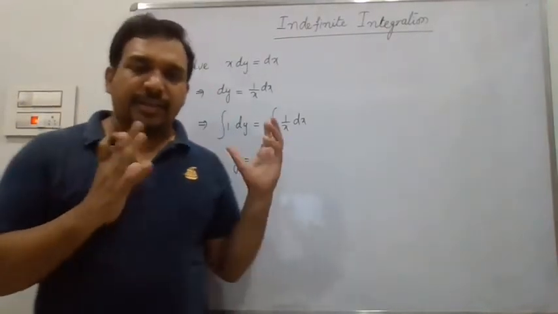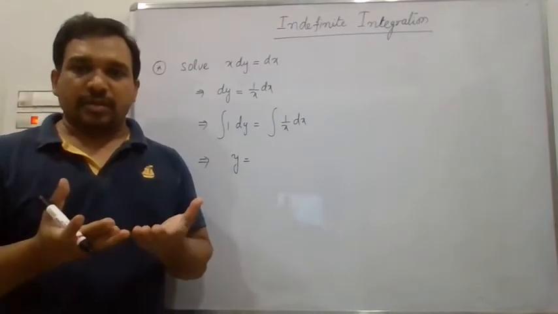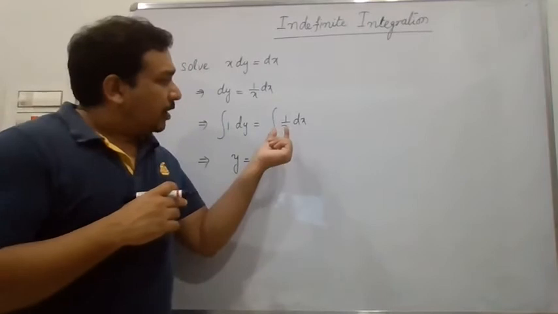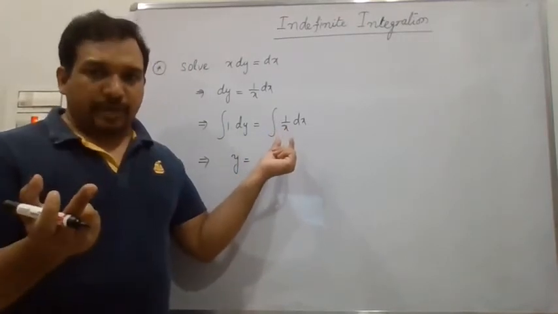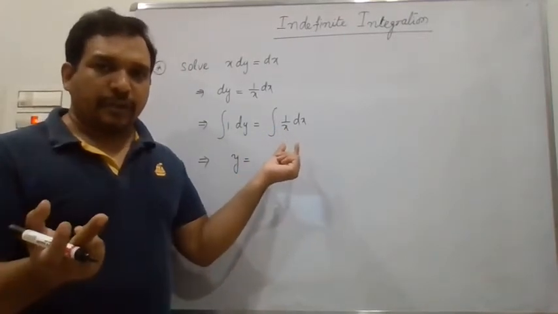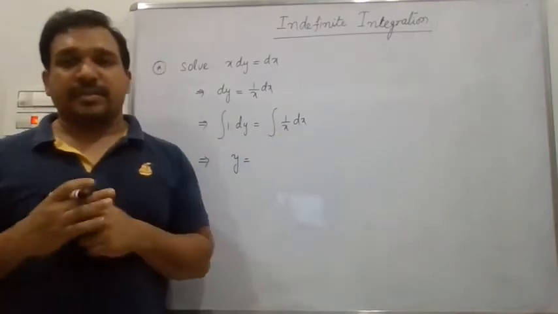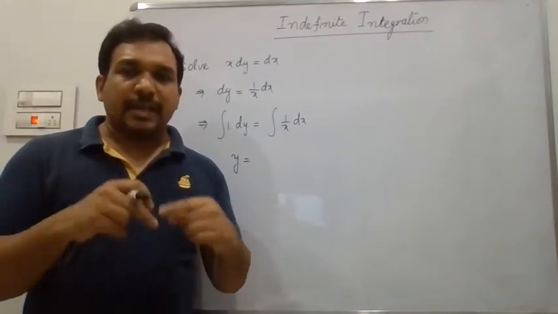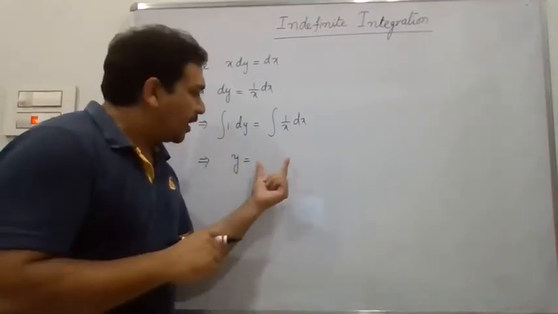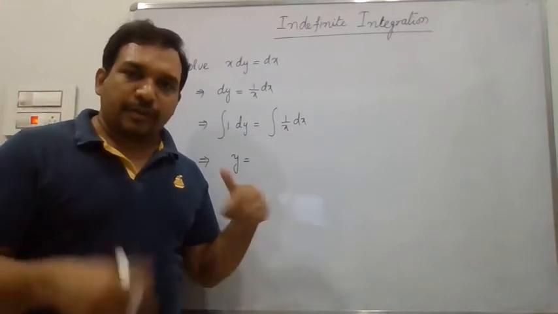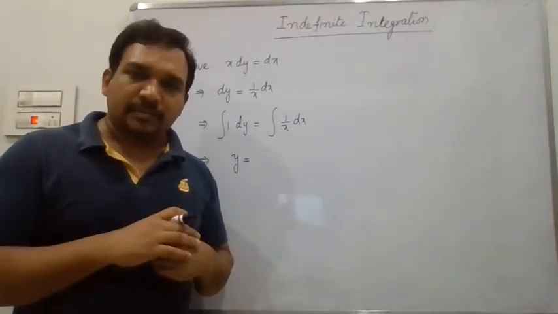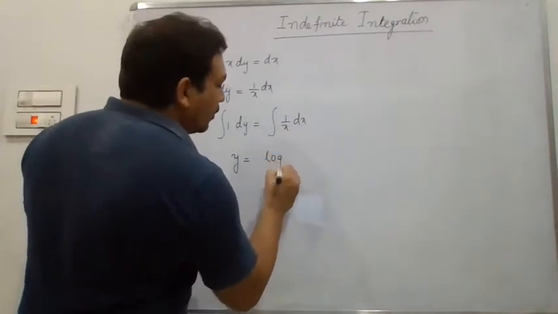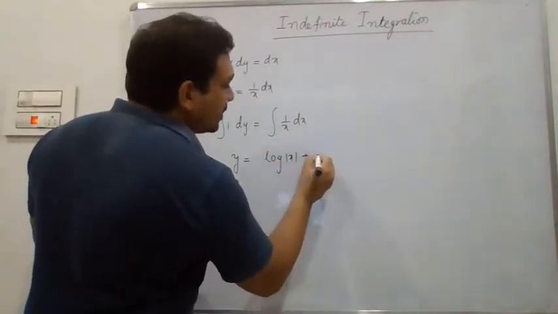What does it mean? Integration of 1 by x dx means what? Already I told you in the last question, for which function if you do the derivative, you will get the answer as 1 by x. That function must be our answer. So which function if you do the derivative, you will get 1 by x? You know already, that is log x. So the answer is log of mod x plus c1.